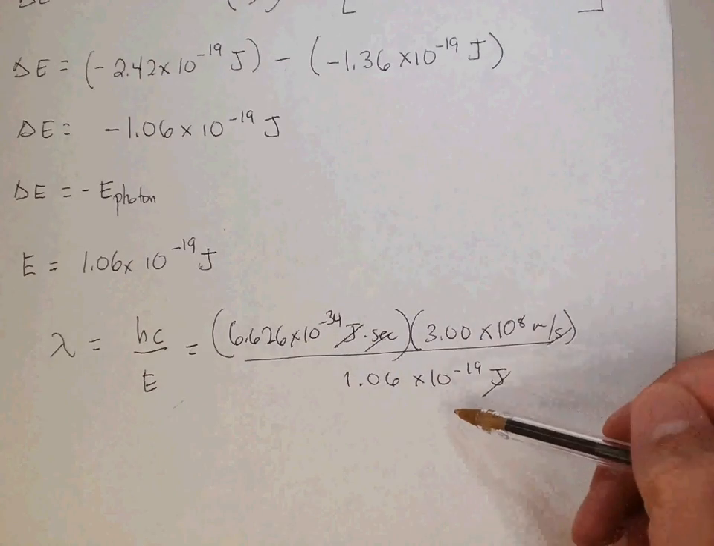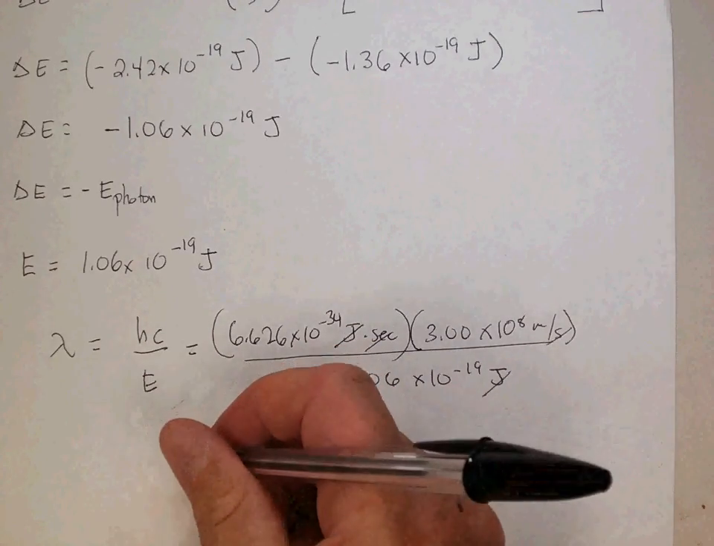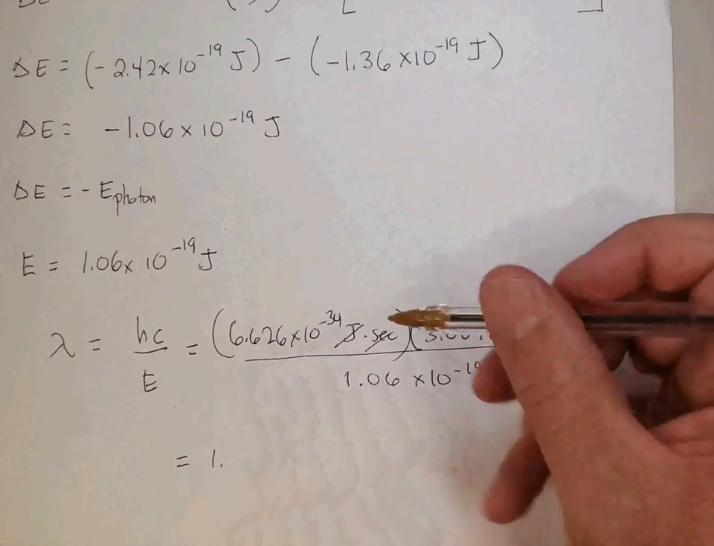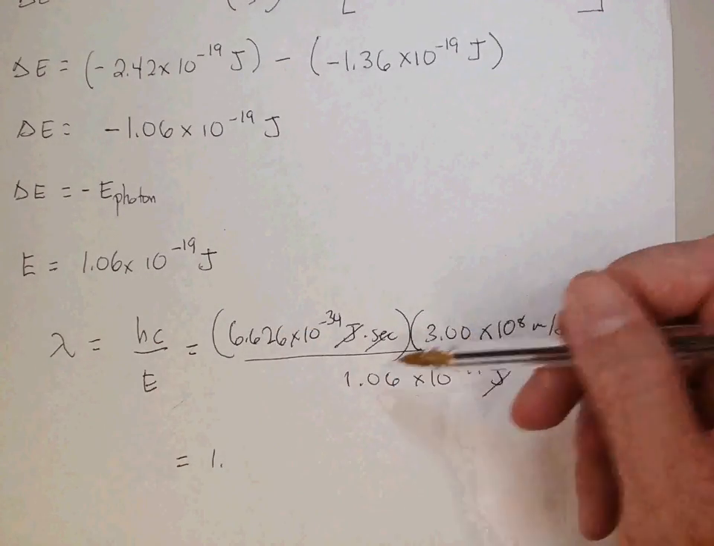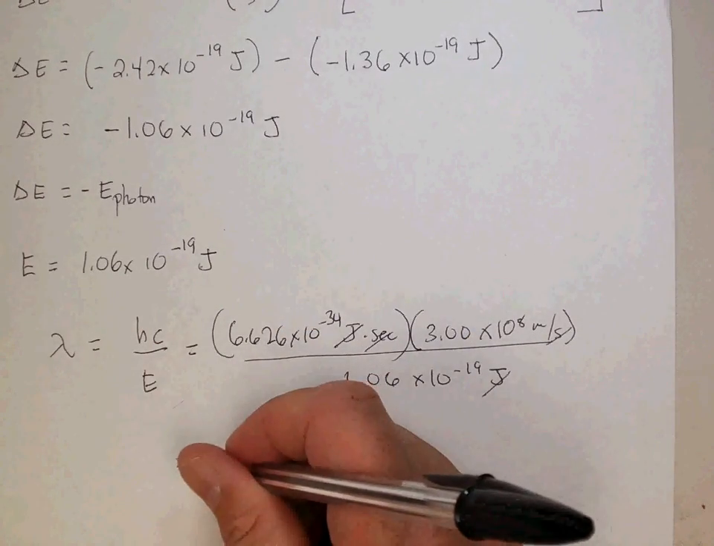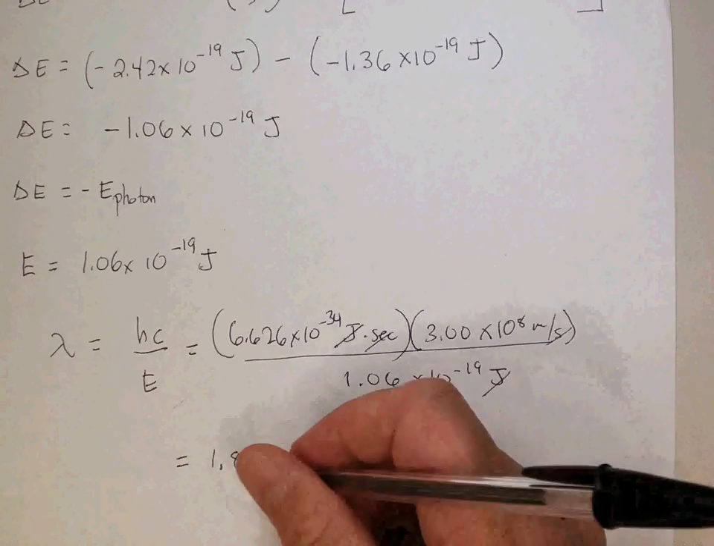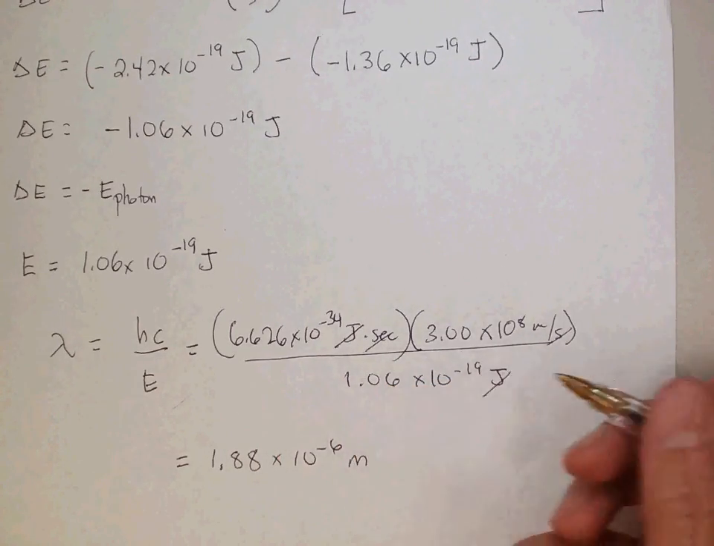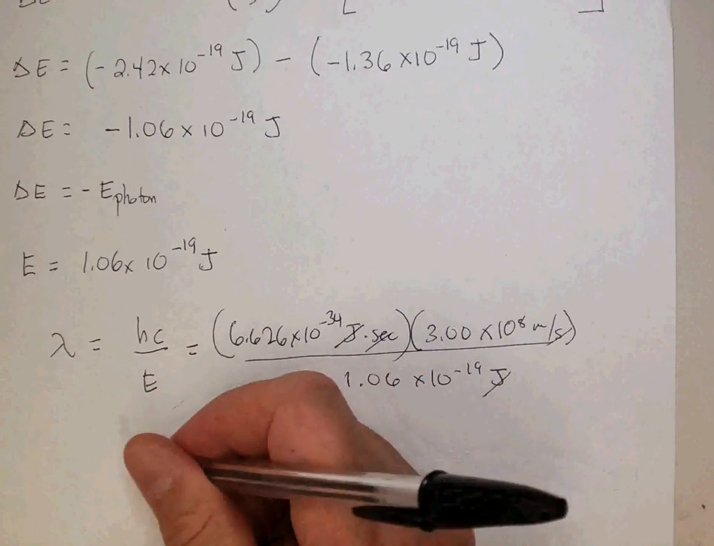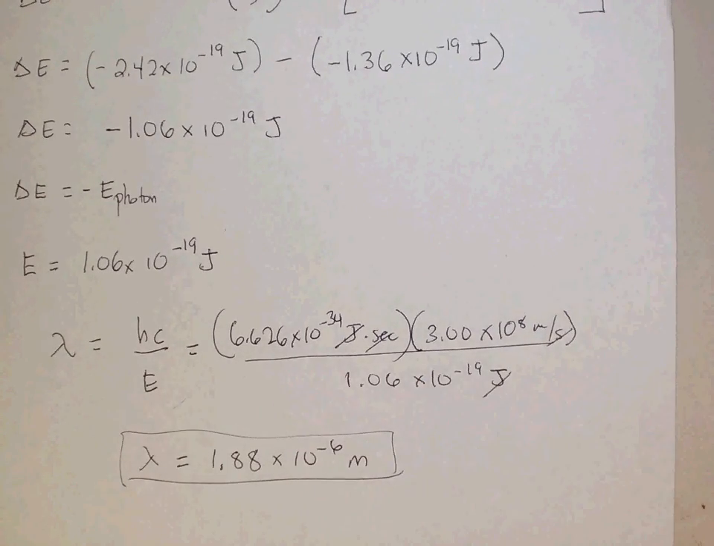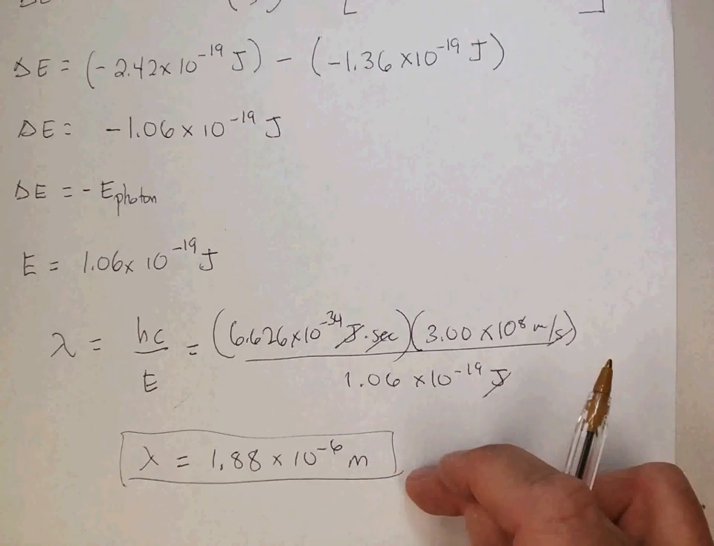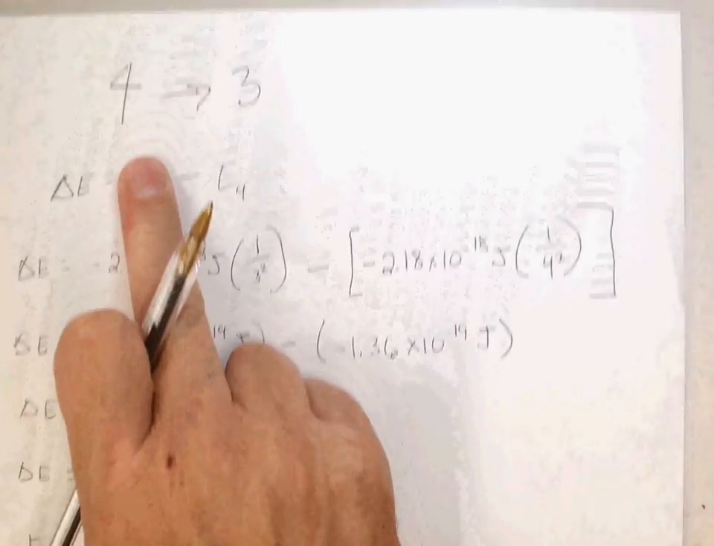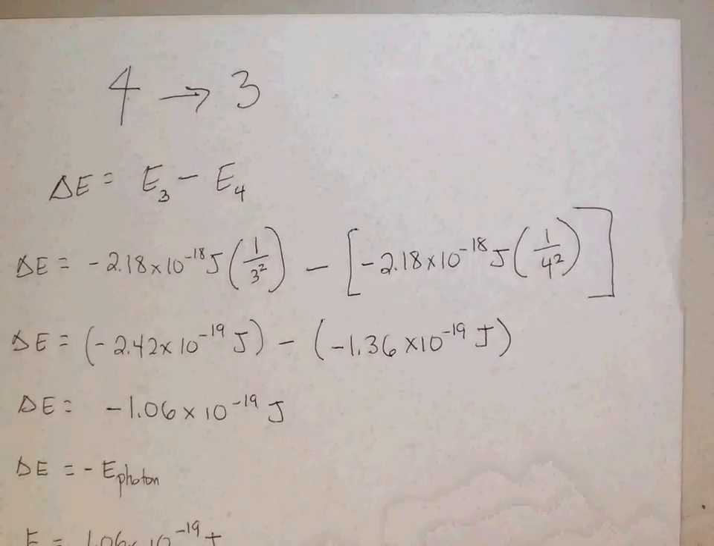So I take these three numbers, plug them and chug them, and I end up with 1 point, and it looks like I have three significant figures, so I'm going to go 1.8 and round up to 8 times 10 to the negative 6 meters. So that's the wavelength of the photon that is emitted when I transition from energy level 4 to 3.